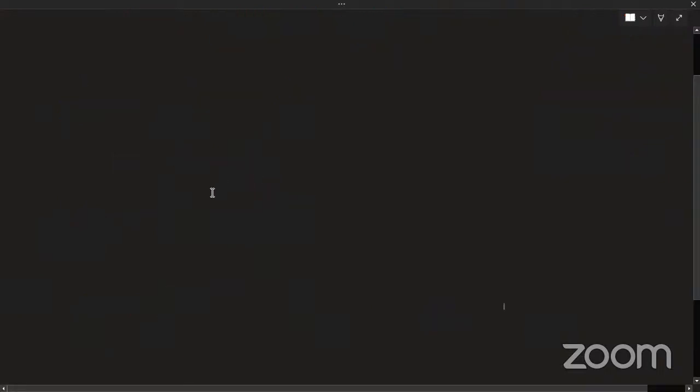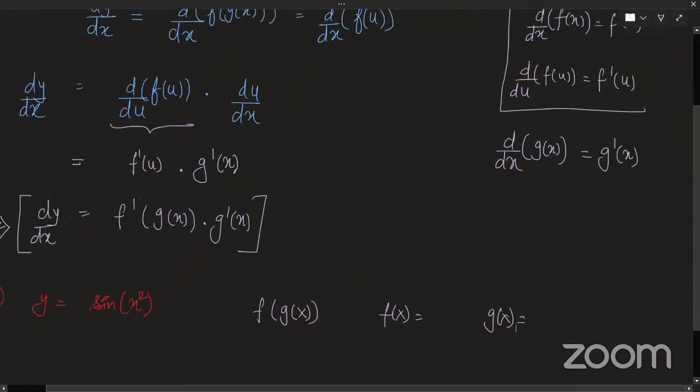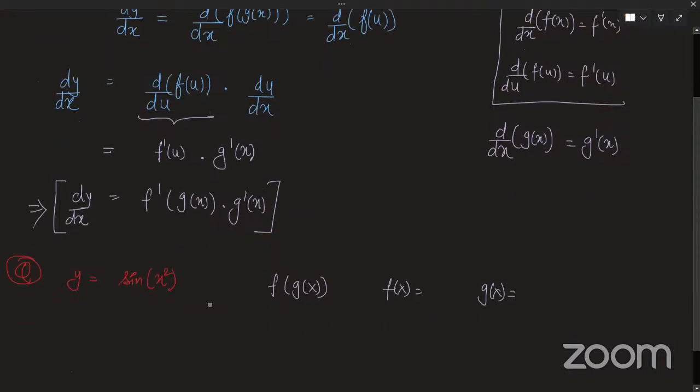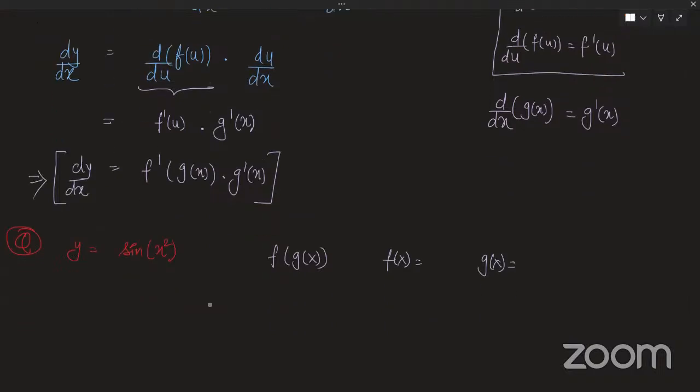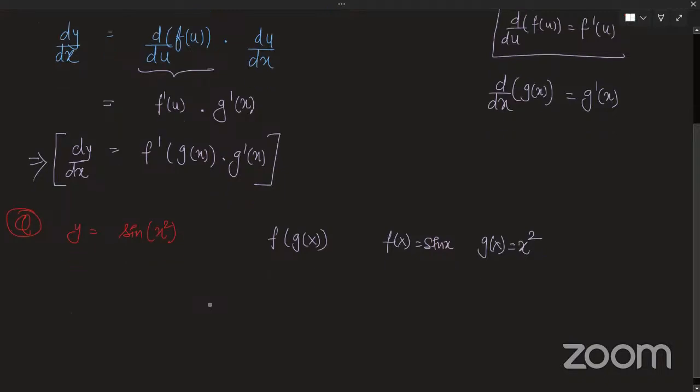Just compare it with sine of x square. So what is your f of x? Sine x. And g of x is x square, sir. It is x square.